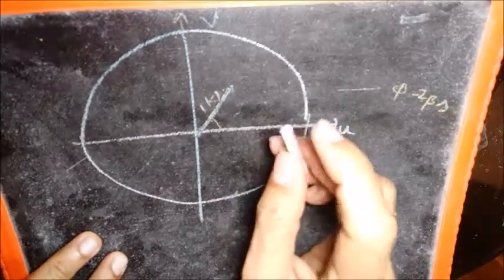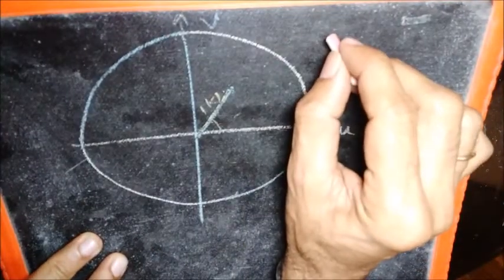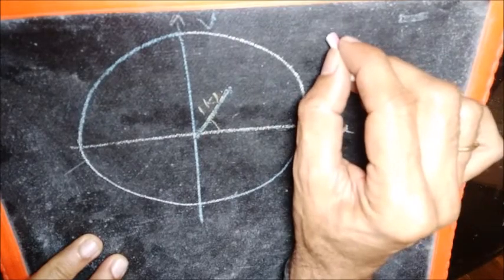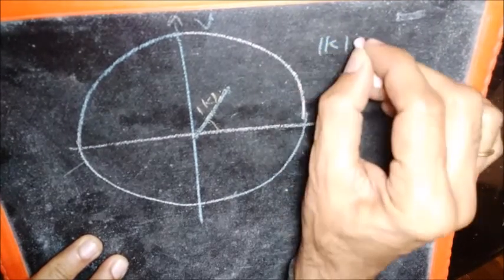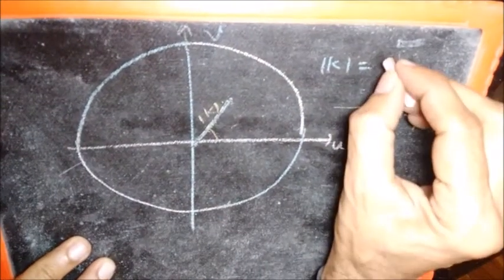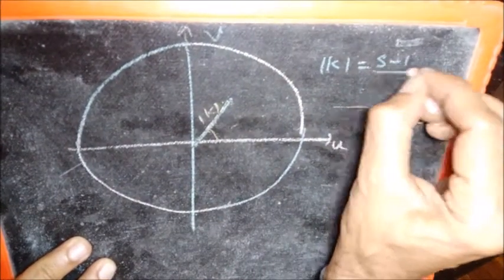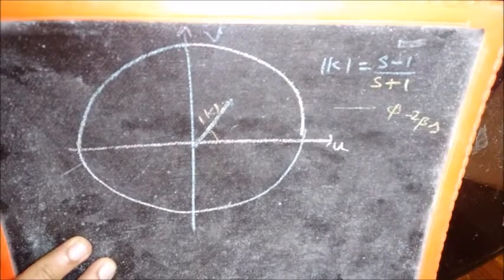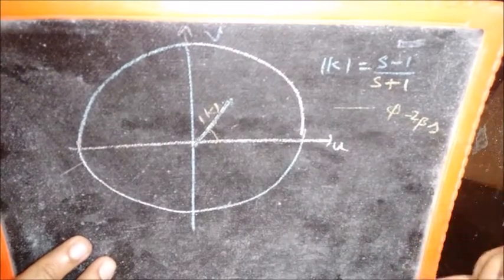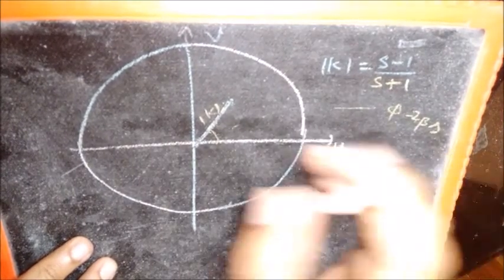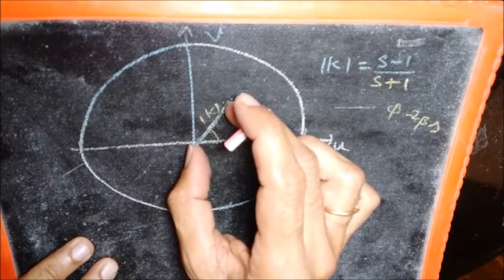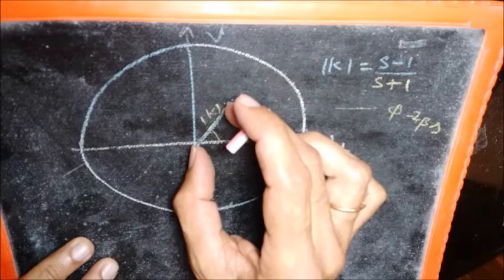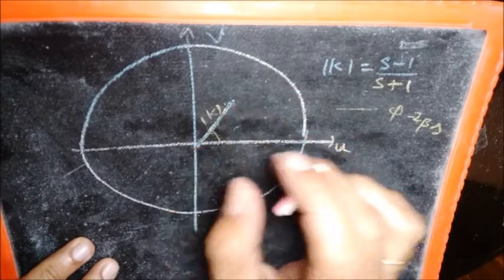Now, we know that K magnitude is equal to s minus 1 by s plus 1. This is known. This is a standard result which we have discussed earlier. Which means that this length is s minus 1 divided by s plus 1.